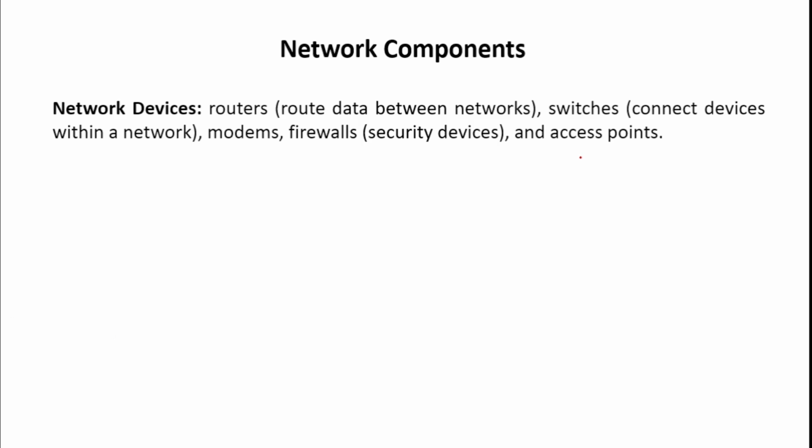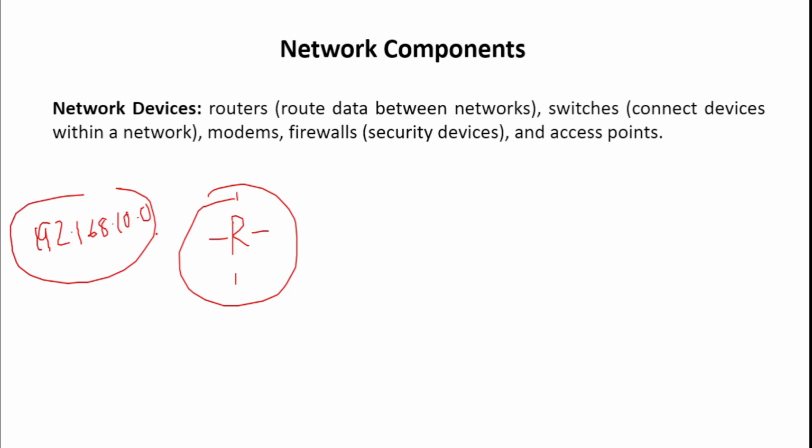So there are different types of networking components. First we will discuss networking devices like the router. A router is used to connect different networks. Suppose there is one network called 192.168.10.0 and a different network called 10.0.0.0. A router will communicate between the two different networks.